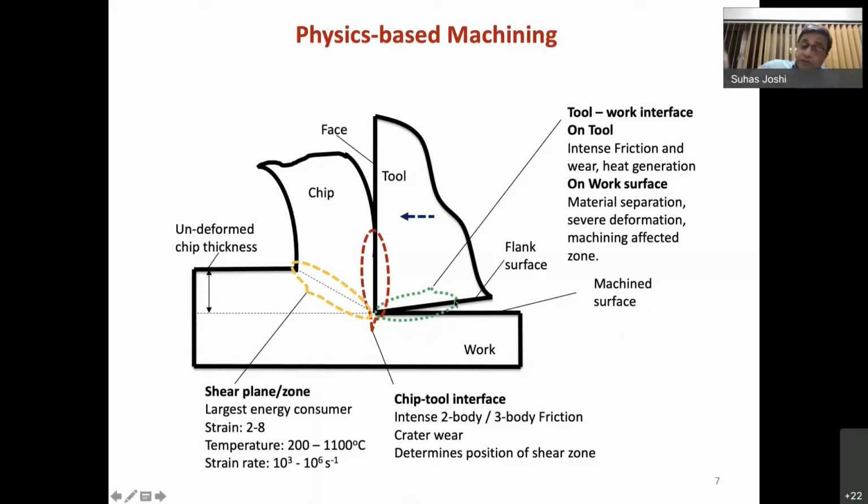Take the third deformation zone between the tool and the workpiece. When the wedge tool is moving, this is again a subject of massive research in machining technology: intense friction, heat generation, material separation, severe deformation, heat affected zone, many things come into it. Each of these zones has been investigated in great detail, but there are still challenges when new materials come, like super alloys and titanium alloys. They put forward massive challenges, and we as researchers and academicians try to solve those.